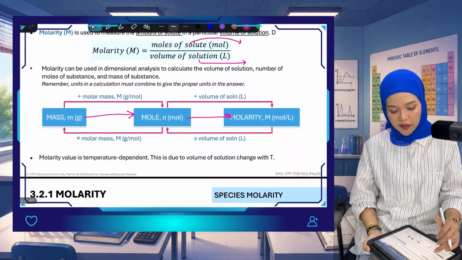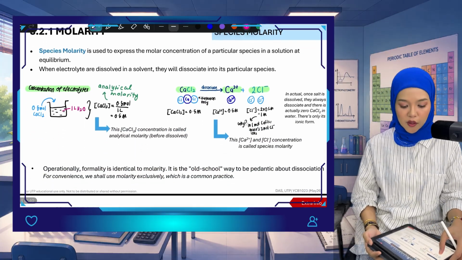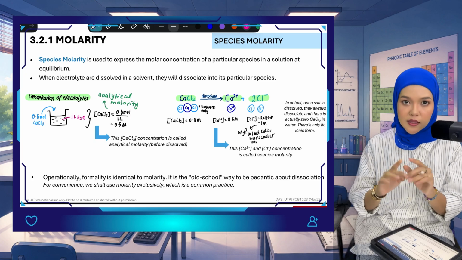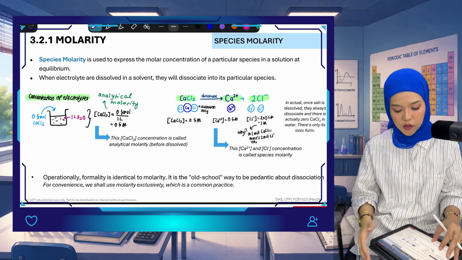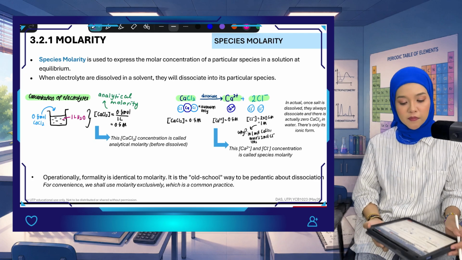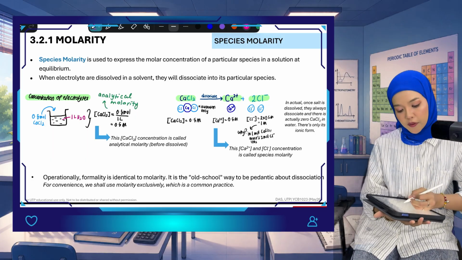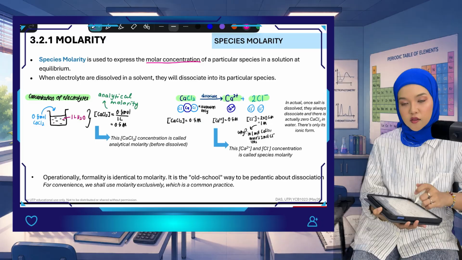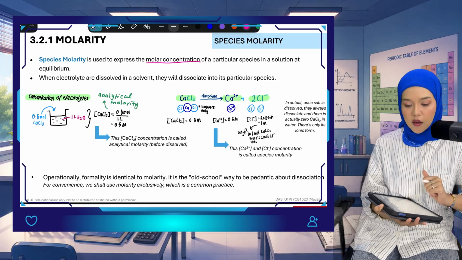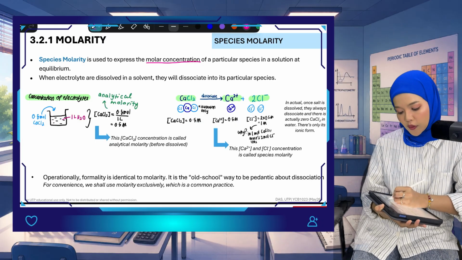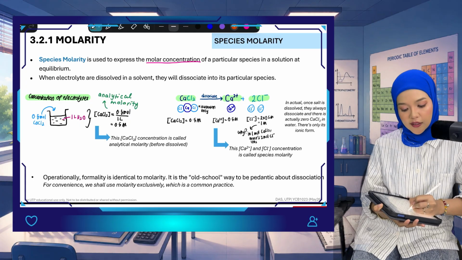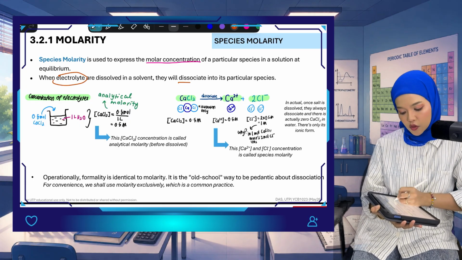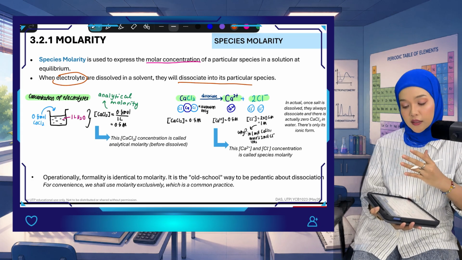Now, we can have these types of molarity. You can have either analytical molarity or species molarity. Let me just show this quickly. Species molarity is used to express the molar concentration of a particular species in a solution at equilibrium. This is especially useful when we are talking about electrolytes. When you dissolve an electrolyte, it will dissociate into its particular species.